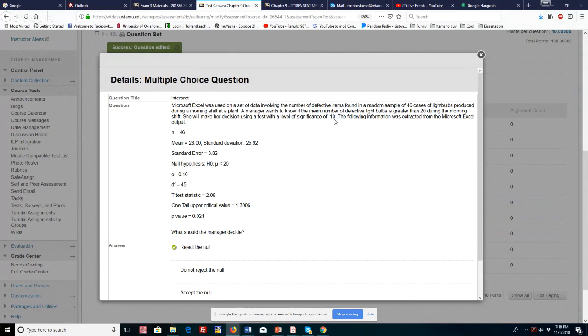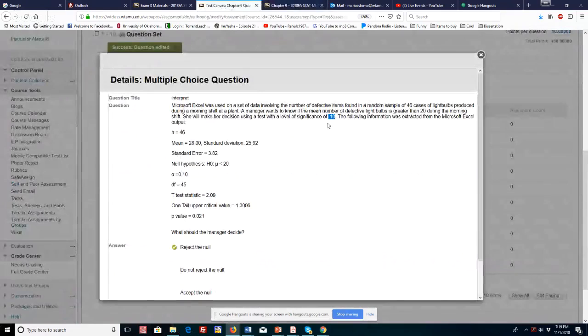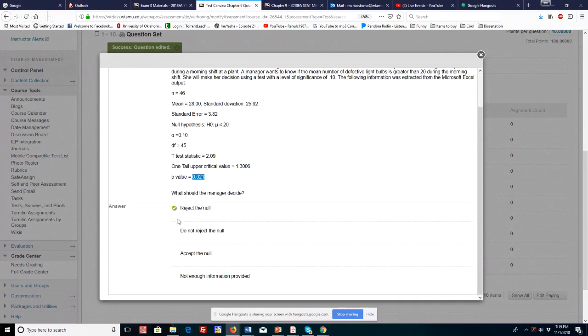Okay, so we only have our level of significance, which is 0.1, which is also our alpha. And going back to our rules of thumb over here, if your p-value is less than your alpha, then you're going to reject the null. If your p-value is greater than your alpha, then you do not reject the null. So we would need to find our p-value. Here is our p-value here, and it's 0.021. So is our p-value less than our alpha? Is 0.02 less than 0.1? It is, so we're going to reject the null.